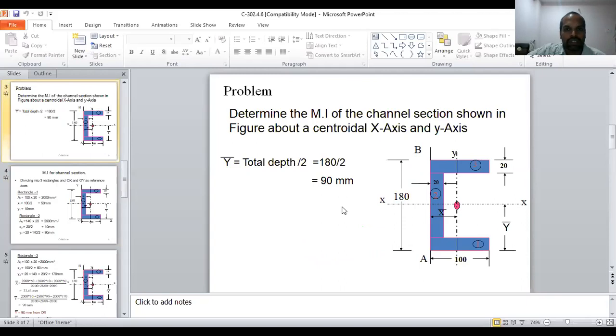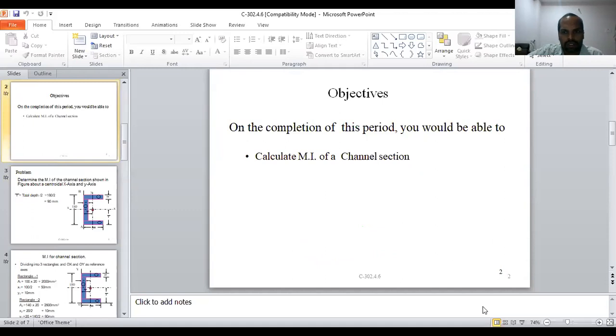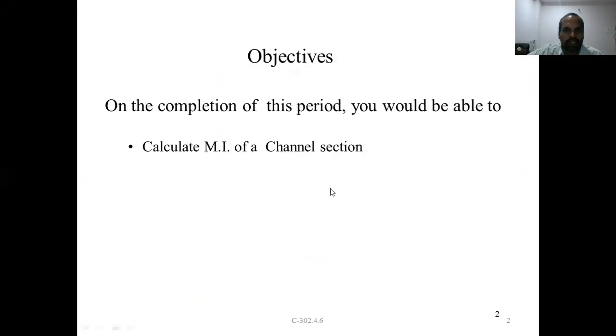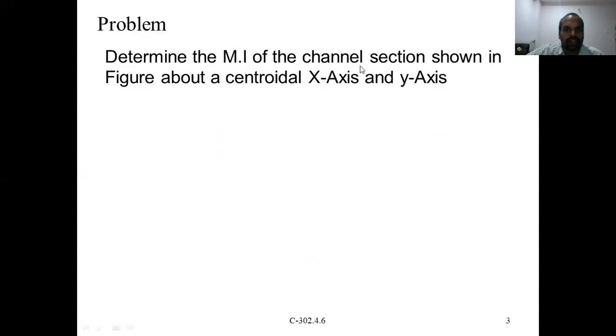Right. So generally, channel sections will be unsymmetrical about both axes. Let us make it full screen. So generally, channels are unsymmetrical about both axes, and it depends on orientation, of course.